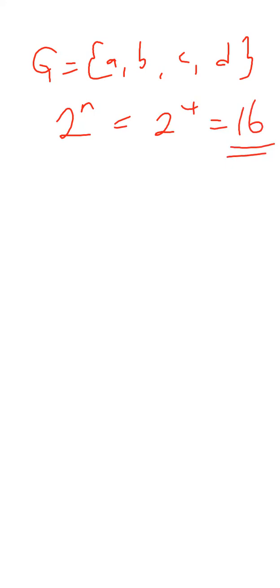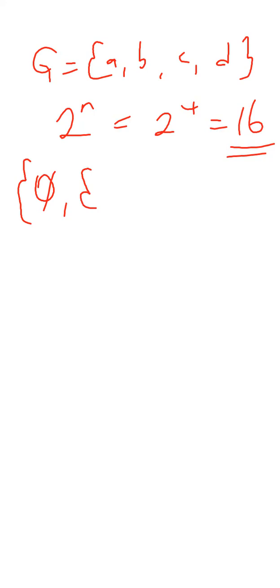So let us list all the subsets of this set. Anytime you are listing a set, don't forget that it has to be accompanied by the curly brackets. So let's go. The list of subsets of set G will now be, we start with empty set. Then we pick the entire set.